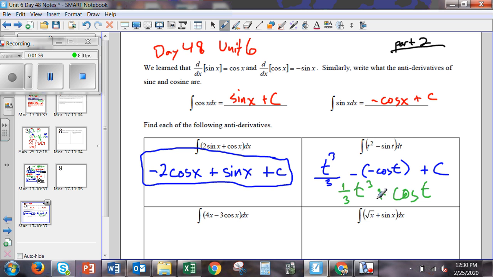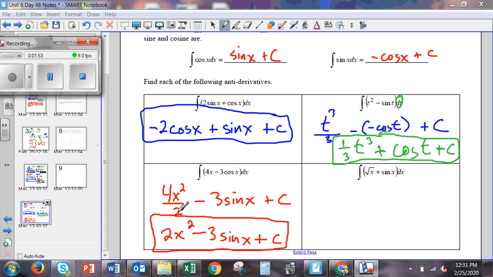And notice again, the variable of integration was dt. So that's t. That allows me to treat this as I had been treating the x's on the previous problems. All right, why don't you try these two and check them out after.